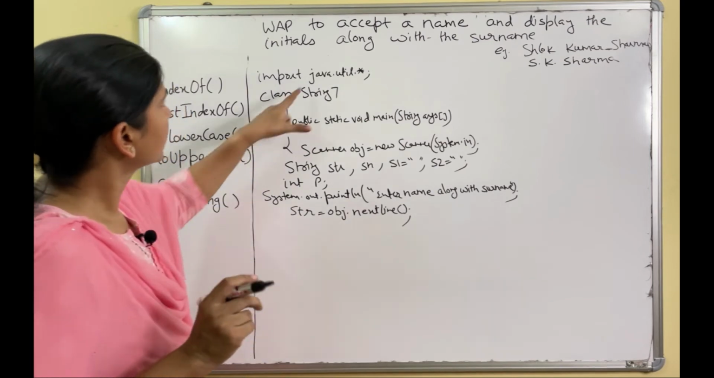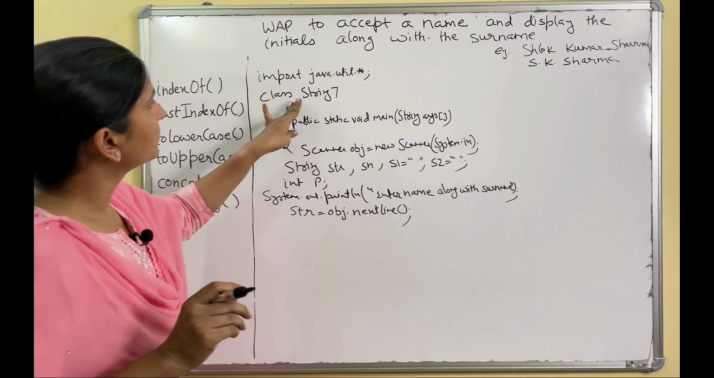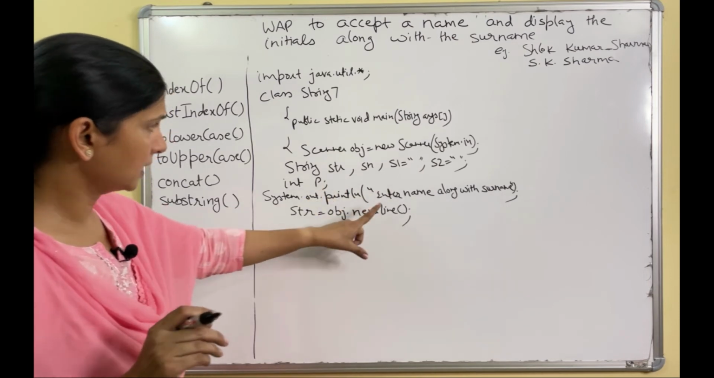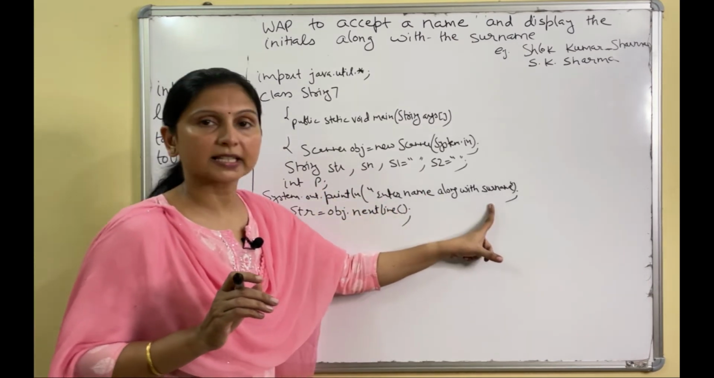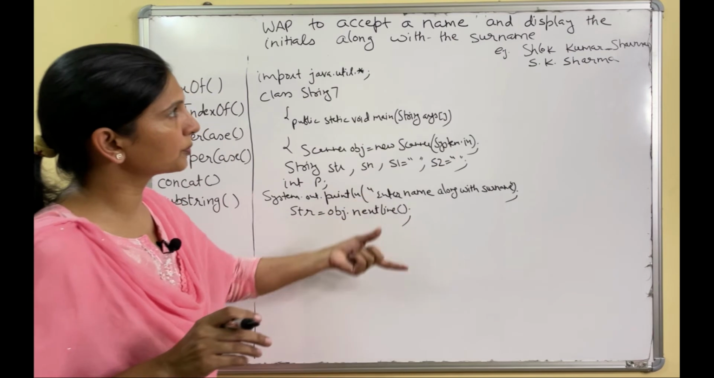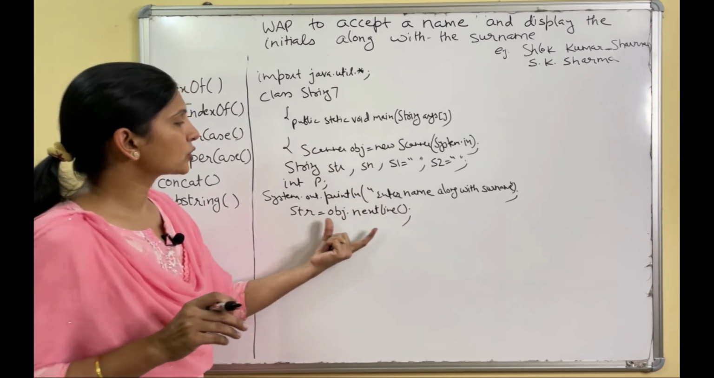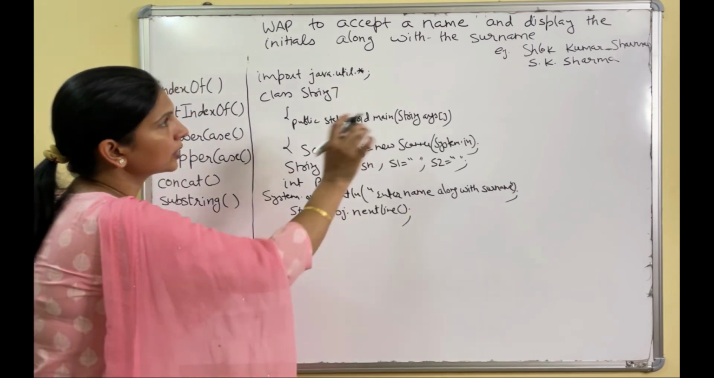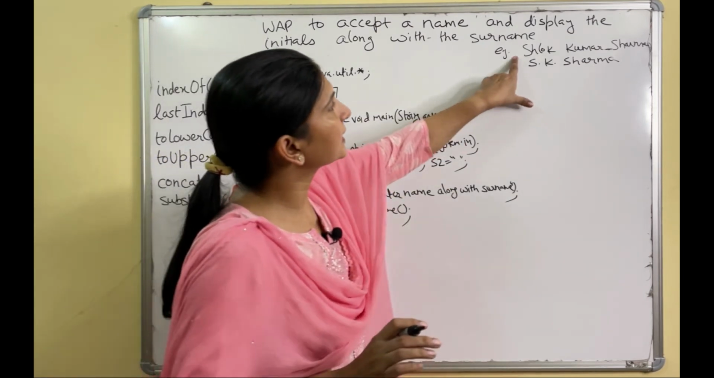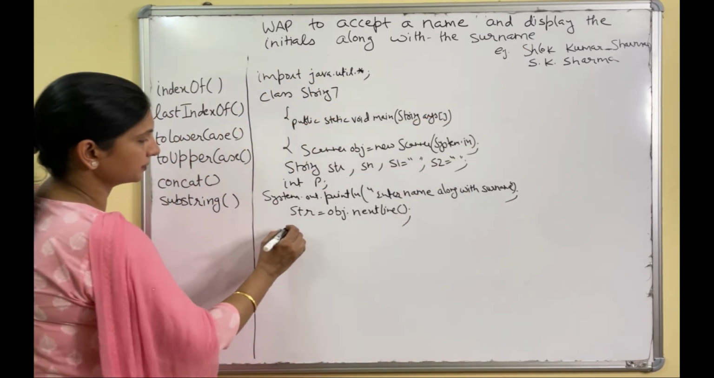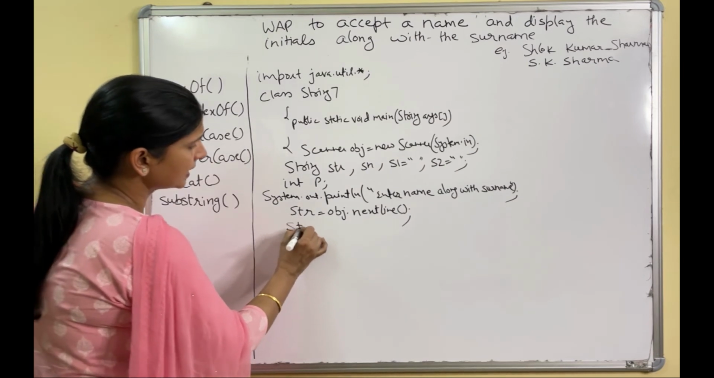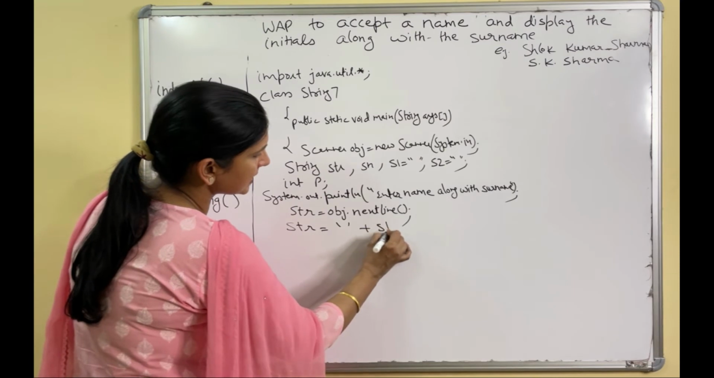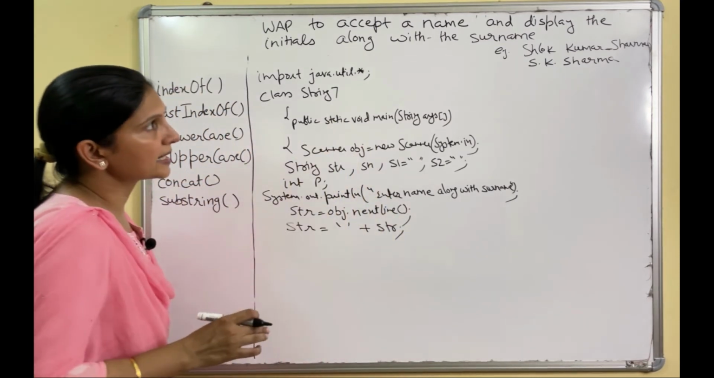Chaliye, let's start. So this I have already written: import class, main function, scanner, variables which we will take, enter name along with surname. Fine. So surname should be must there. So str equals to obj.nextLine, we have input the string. Now first we will add the blank space at the beginning. How will I add? Str equals to blank plus str. So blank space is added.